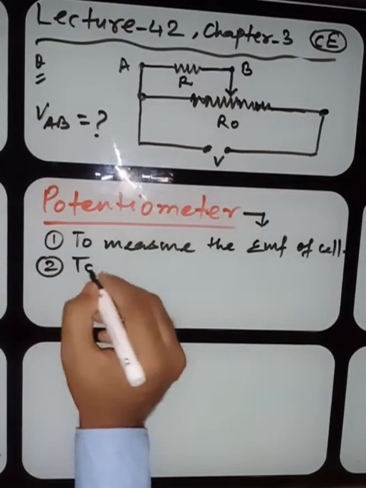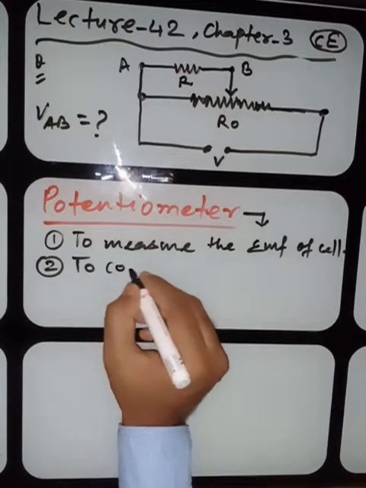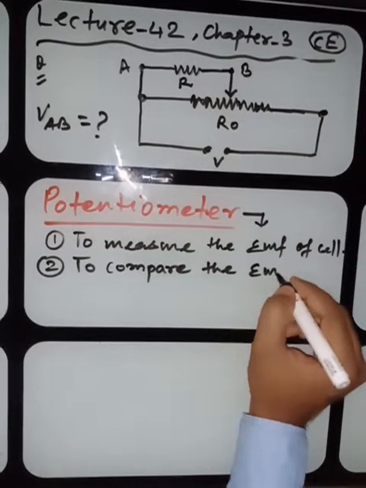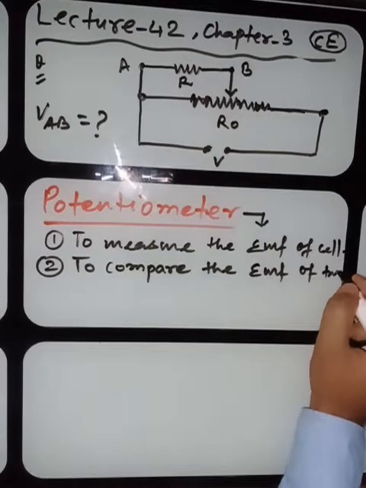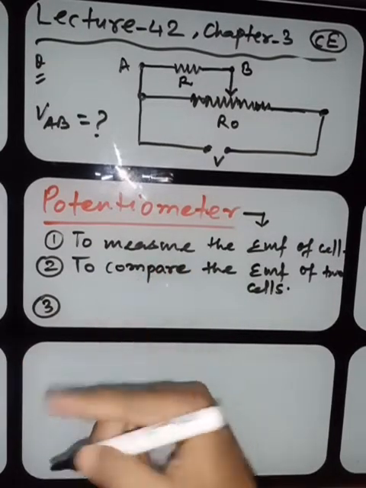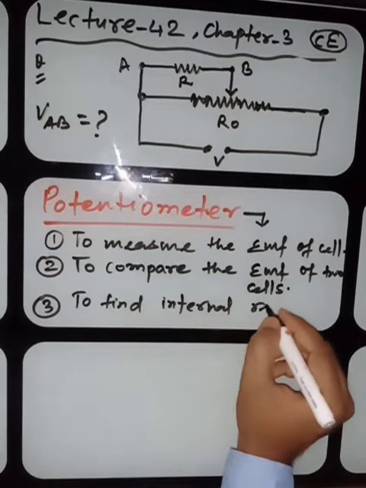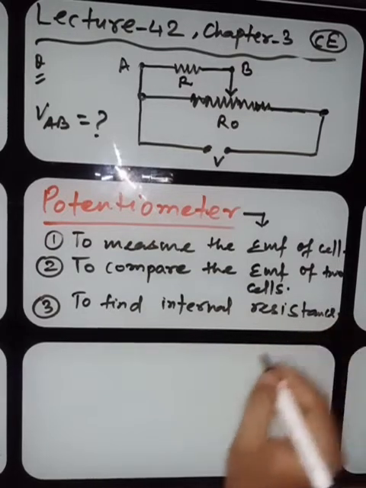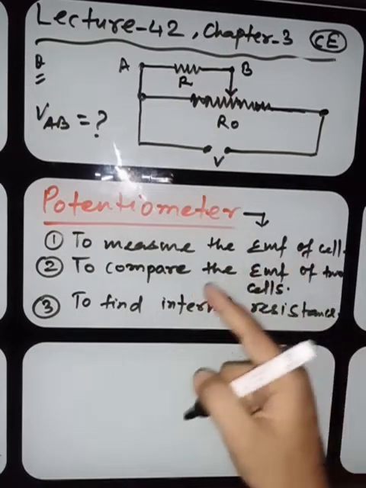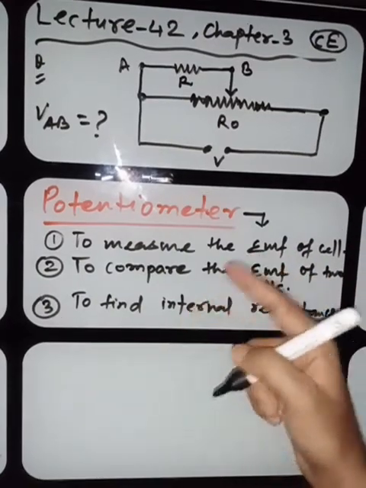The second, which will be mentioned in your NCERT and will also be very important, is to compare the EMF of two cells. And the third one is to find the internal resistance. You can see this particular device is so sensitive that it can also measure the internal resistance. Now we will study the construction of this device, then we will be able to study it.